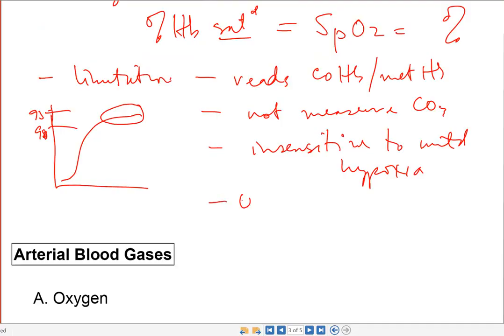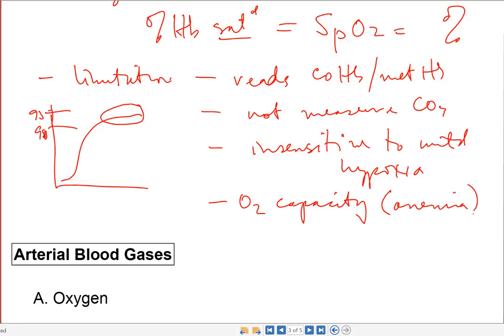And the last thing is, remember, it does not measure oxygen capacity. So you could have a patient with profound anemia and have a true decrease in oxygen to the tissues with normal saturation. So this is not a good technique to judge patients with severe anemia.